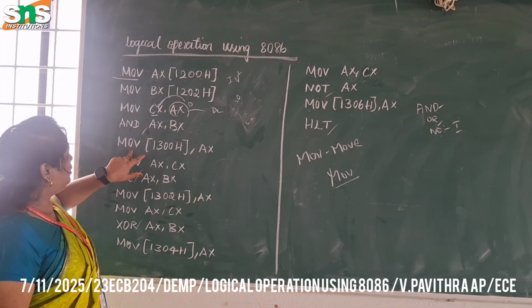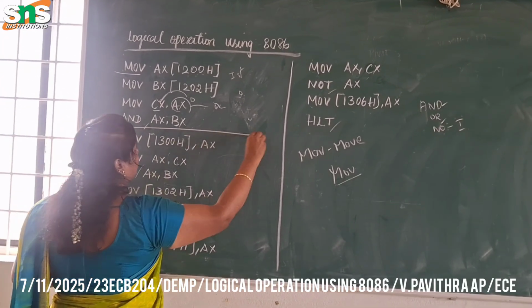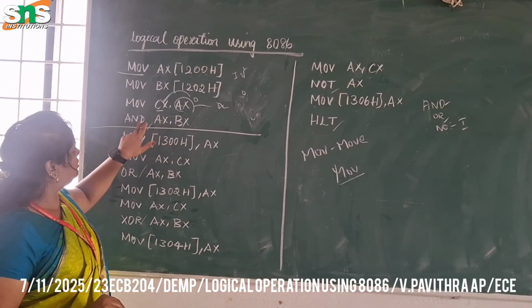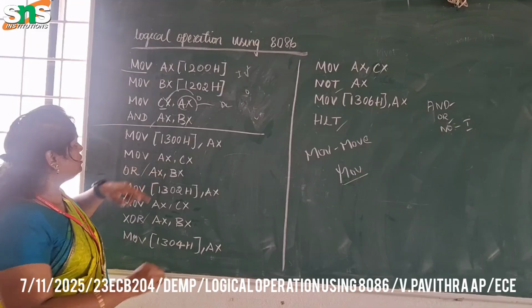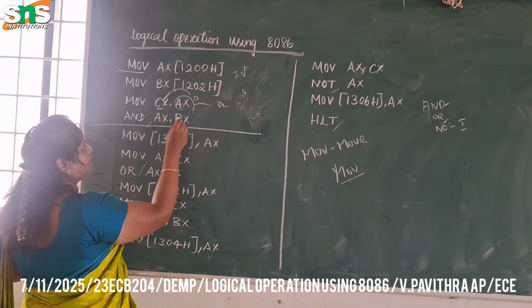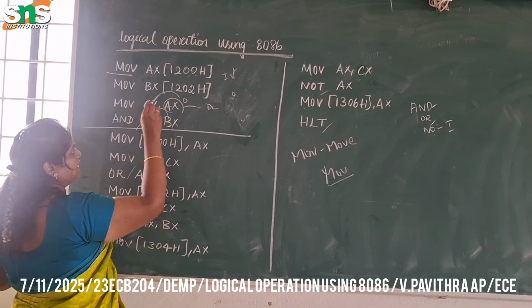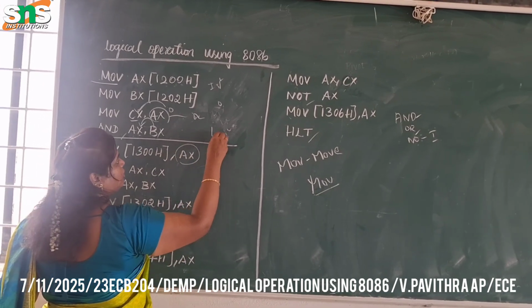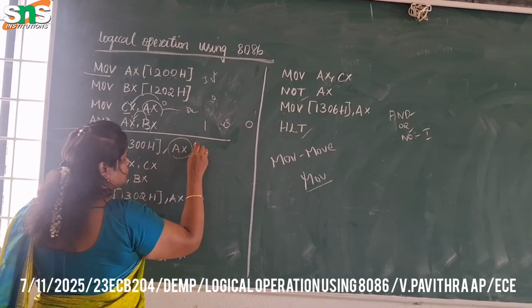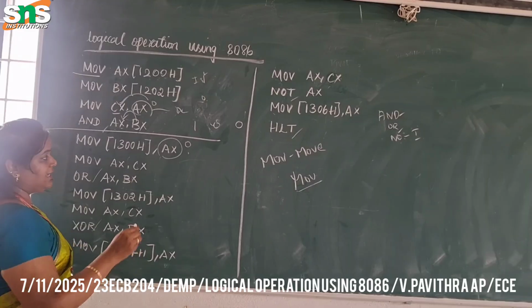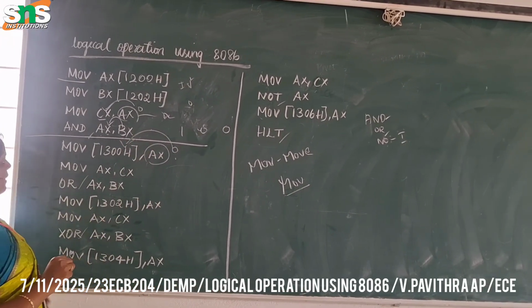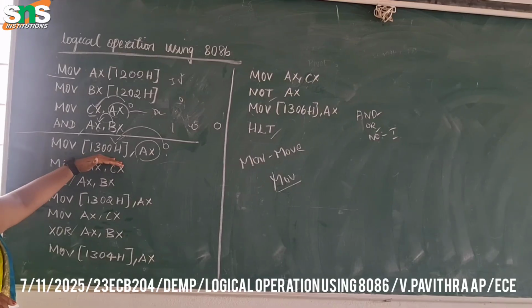After that, this is the program for the AND gate. Next, see here, AND AX, BX. So the values will be ANDed, and then it will be kept in the AX value. For example, 10 means it will be a 0. So the 0 will be in the AX register, and that will move to 1300H. Okay, up to this the AND operation will be over.